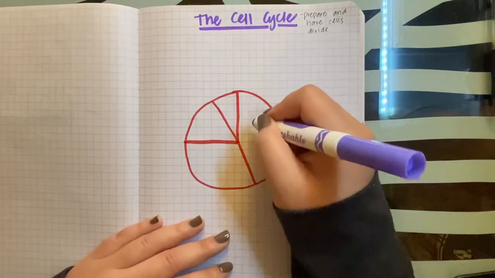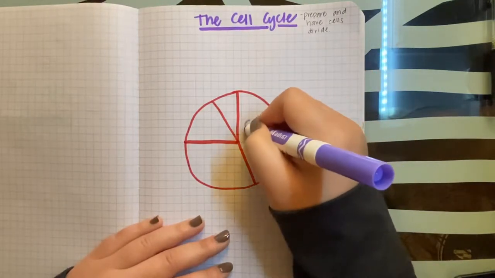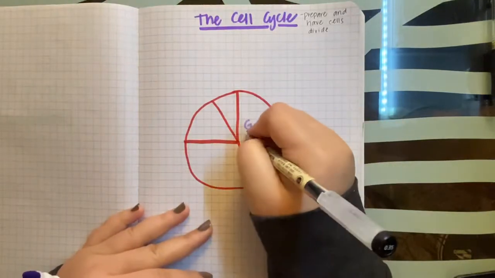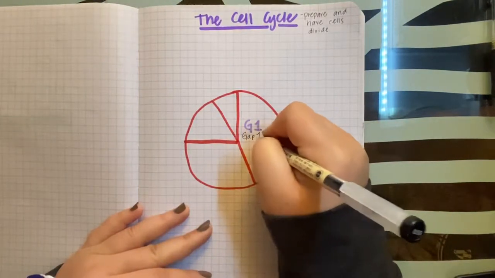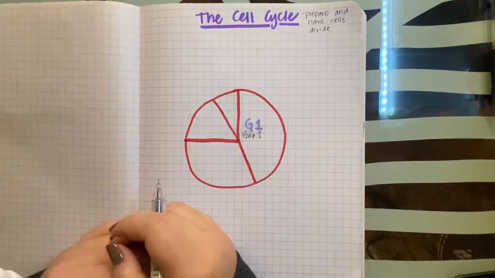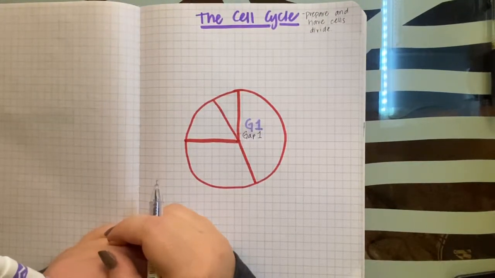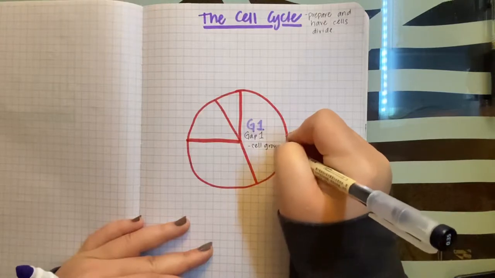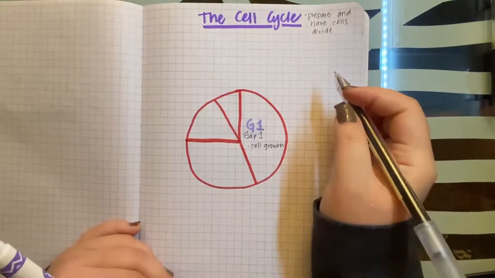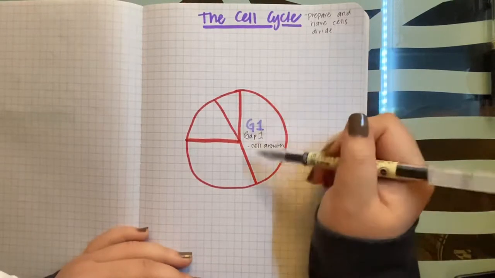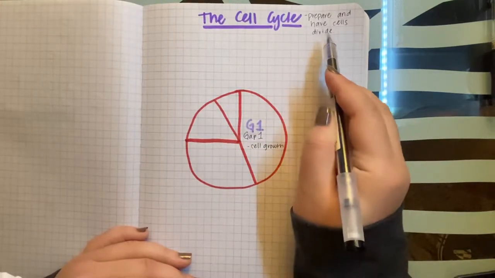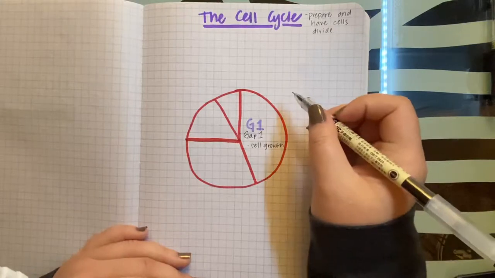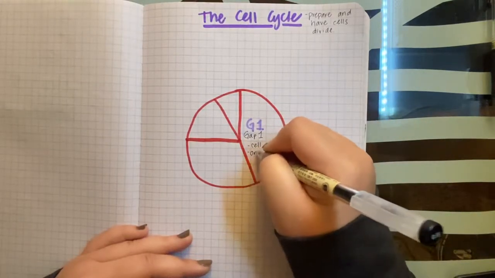So the first stage right here, the longest wedge, is called G1. G stands for gap. So this is the gap one phase. And what happens during gap one is, I think of the G standing for growth. The cell is going to grow in size. So we're going to have cell growth. We're also going to start replicating our organelles, because if at the end of this cycle our cell is going to divide, we have to make sure the two cells that descend from this original cell all have the organelles that they need. So we're going to have organelle replication.